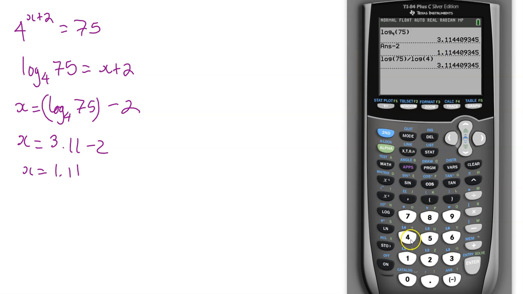You'll see you get the exact same number. So if I go 4 to the power of 2 plus 1.11, now remember that's the rounded value, we're going to get something close to 75. And if I go 4 to the power of, and let's bring down this number here, and then add 2, so that's x plus 2, then we'll get exactly, or really, really close to exactly, 75.